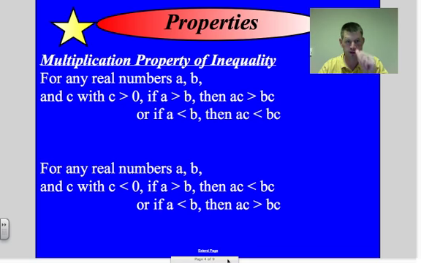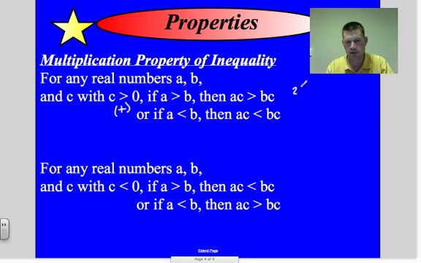The first property we're going to talk about is the multiplication property of inequality. What this is saying, and really it's the same thing as an equal sign, we just have these inequality symbols inside everything. It says if we have any real numbers a, b, and c, and if c is greater than 0, which just means that for this section c is positive, then when we take a is greater than b and multiply ac to both sides, it still holds true.